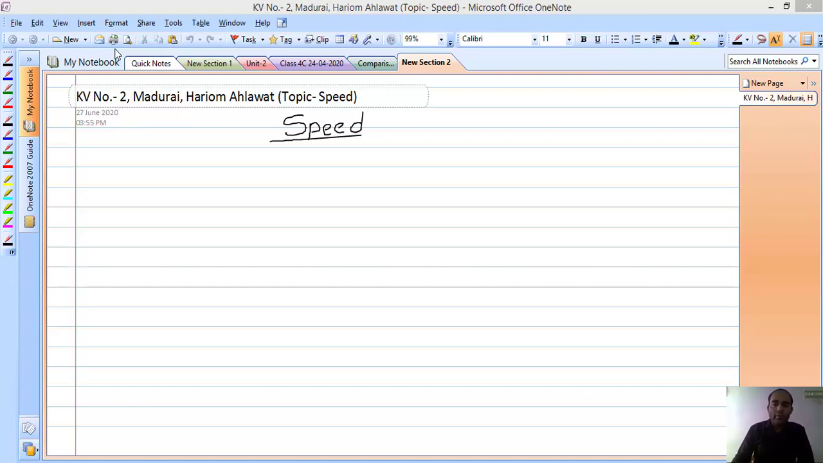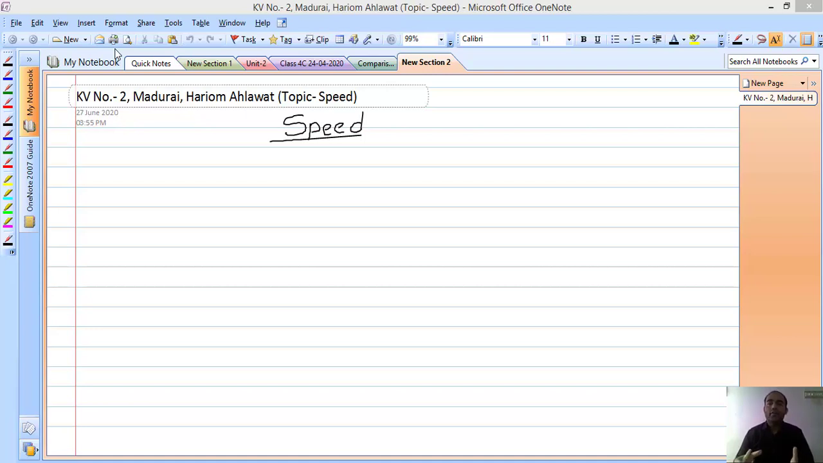Today we are going to learn about speed. In this topic we will learn what is speed, how can we measure the speed, what is the unit of speed. As you measure the length in meter, you measure the time in seconds, hours, minutes, and you measure the weight in kilogram, like this you have a unit for speed.